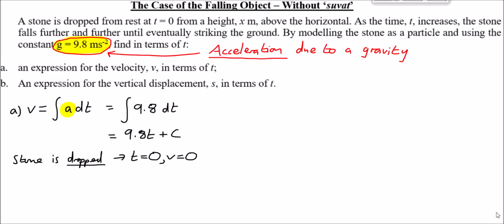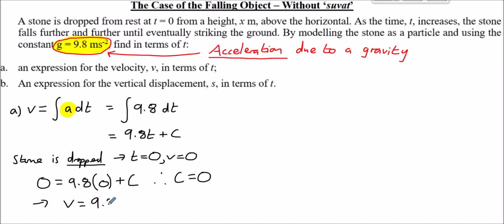We can now substitute these initial conditions into the expression we've obtained for the velocity of this object. So we just substitute in that v is 0 when the time is 0. So 0 equals 9.8 multiplied by 0 plus the constant of integration. Therefore, obviously, the constant of integration must be equal to 0. And so we have that the velocity of the particle is simply given by 9.8t.